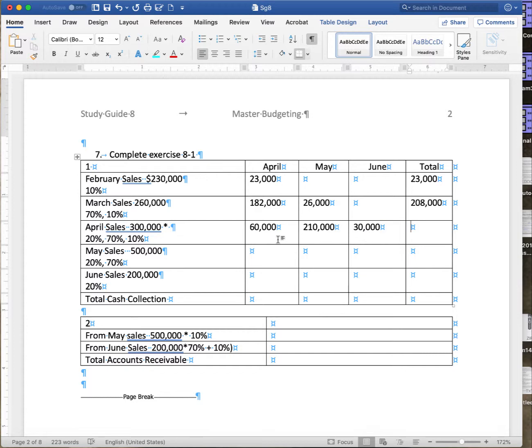So if you notice, I collect all the cash from my April sales: 60,000, 210,000, 30,000. I collect all $300,000. In May, I sell $500,000 worth of merchandise. Based on past experiences, I know that I collect 20% of that month's sales. So 20% times 500,000 is $100,000.